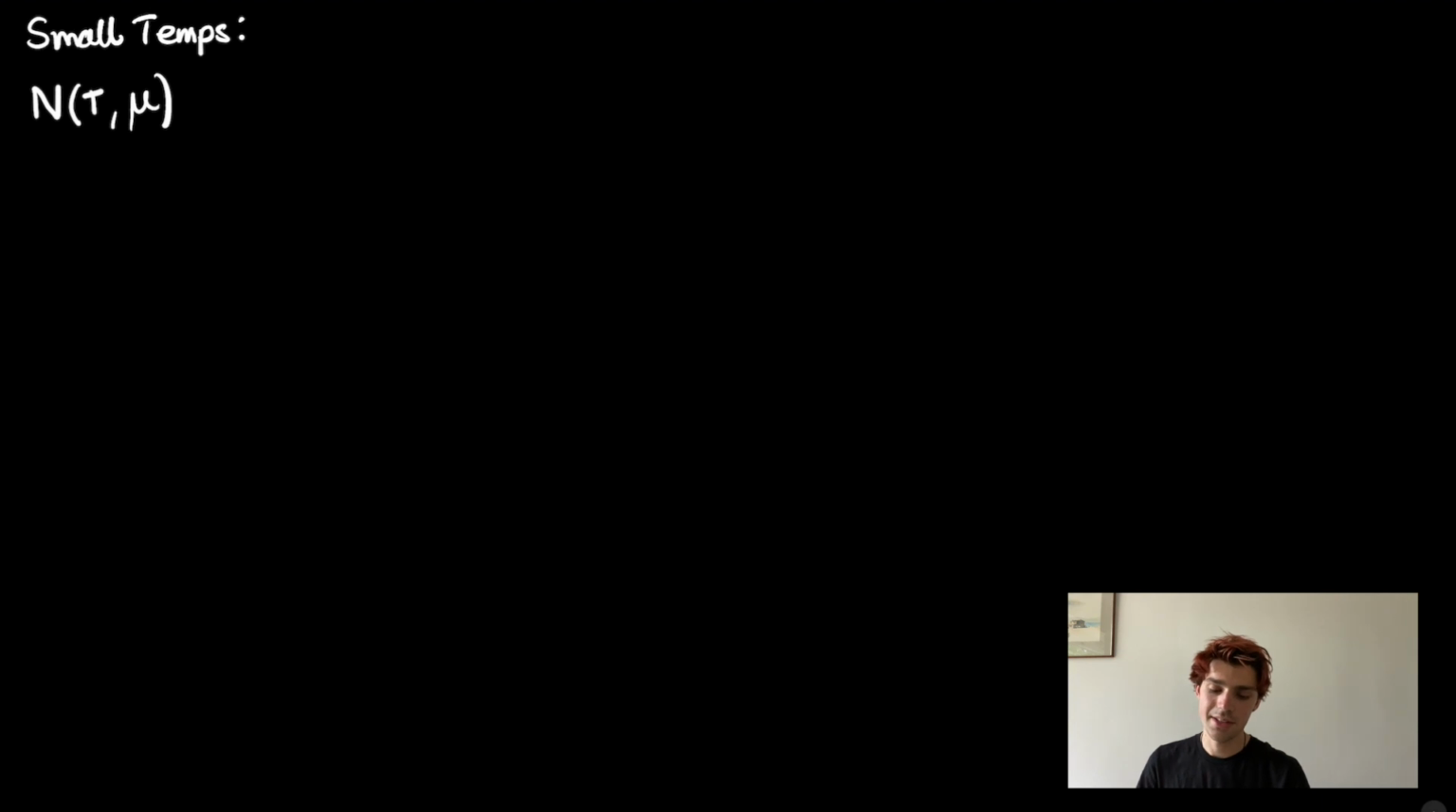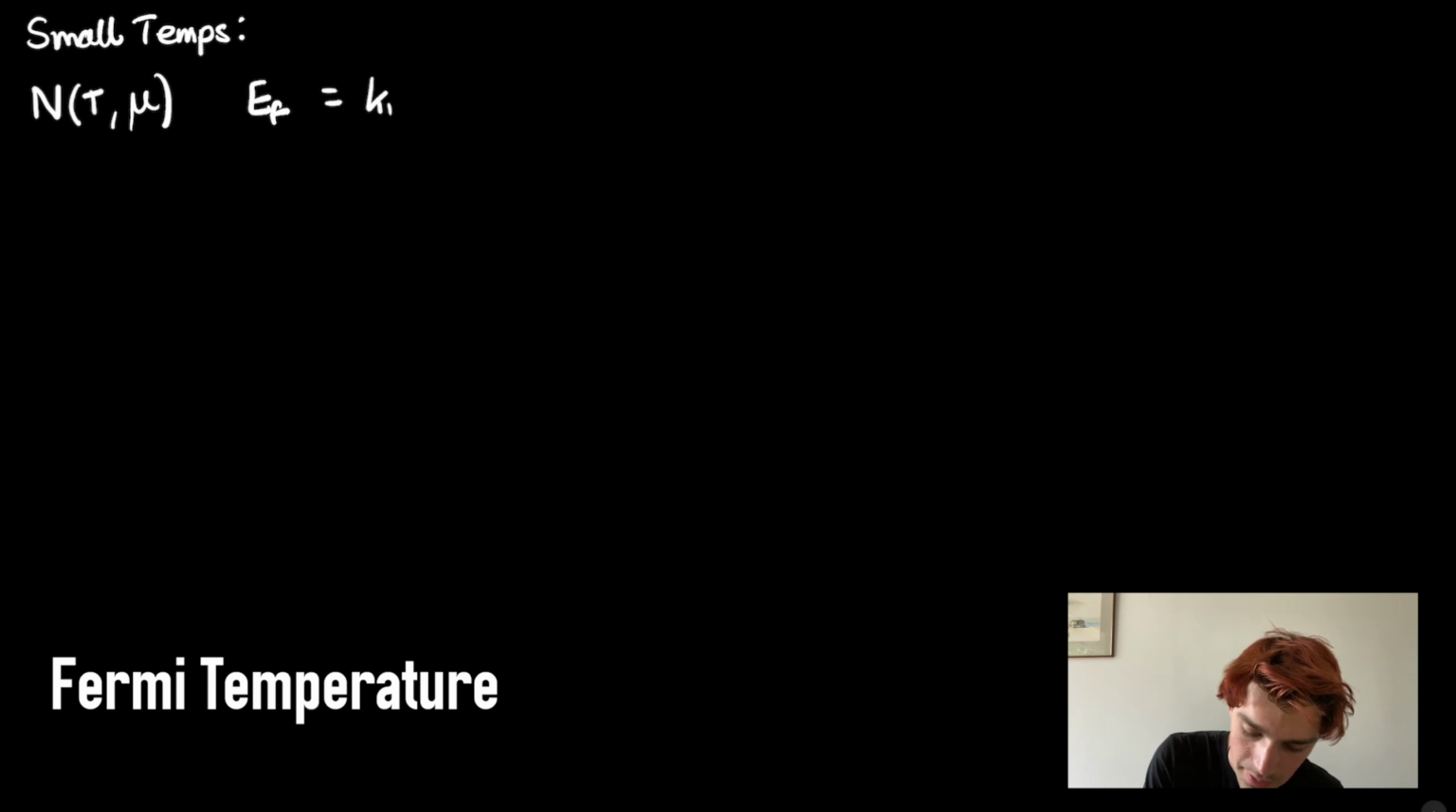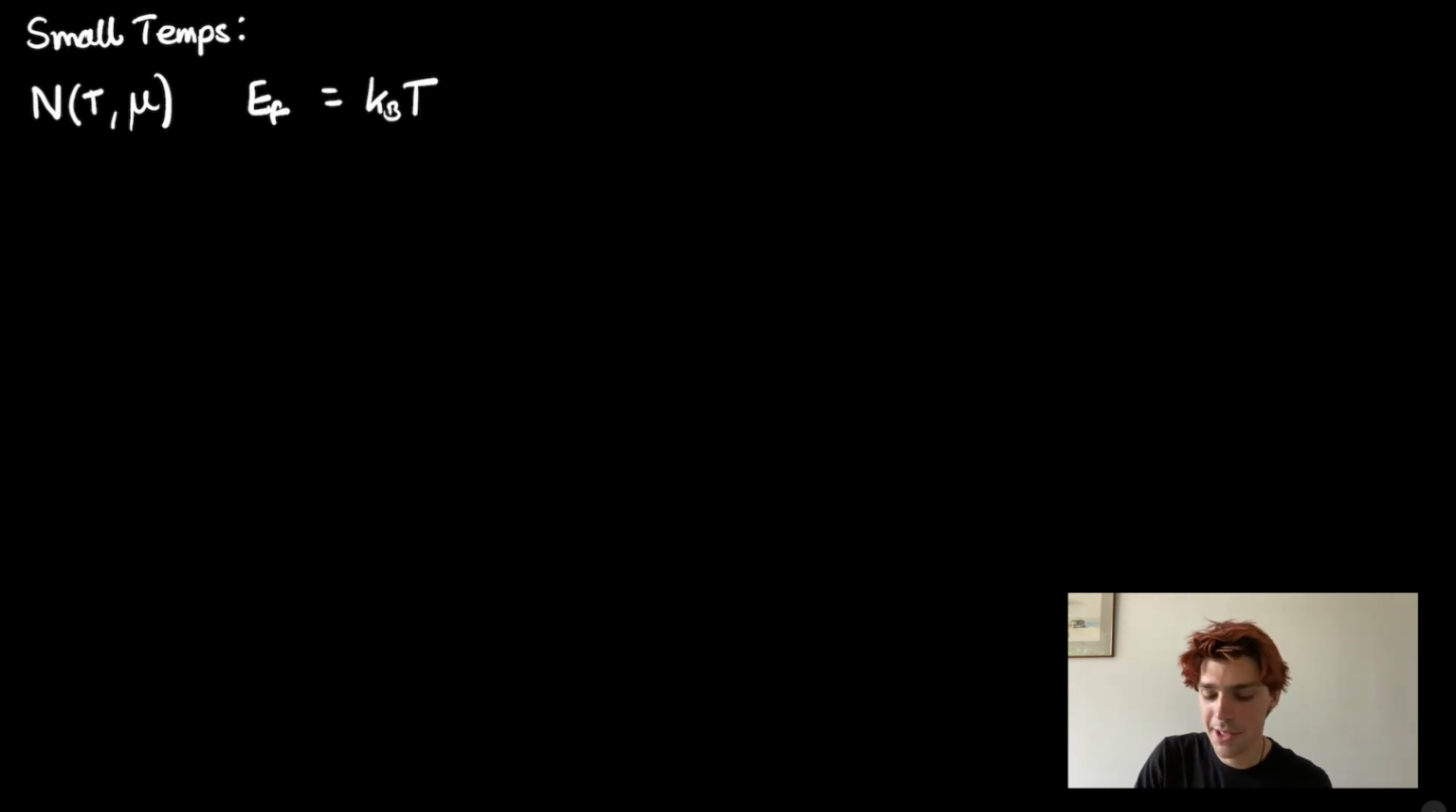Now, I've mentioned this is at small temperatures, and I need to be a little bit more formal about that. I defined, of course, the Fermi energy, but Fermi has a lot of quantities related to him. You have the Fermi momentum, the Fermi wave vector. The one I'm interested in is defining the Fermi temperature, which is written like this. The Fermi temperature is literally the Fermi energy divided by the Boltzmann constant. So it's like a sort of temperature reference point, just from the Fermi energy right here.